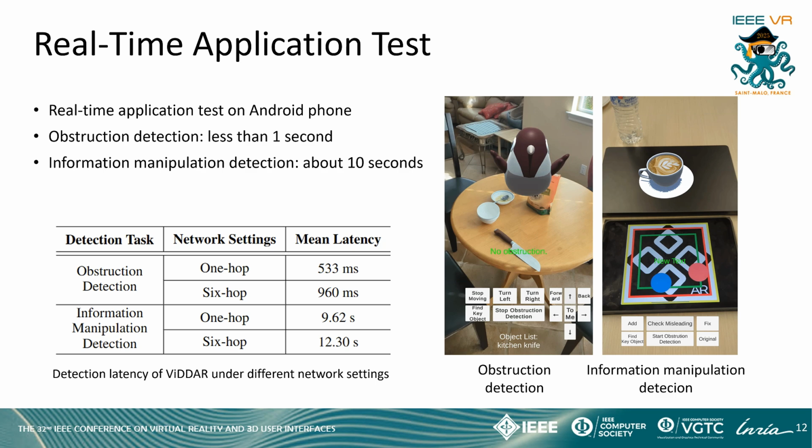Results show that ViDDAR can achieve a latency as low as 500 milliseconds for obstruction detection in a one-hop network setting, allowing for rapid detection without obvious delays. Information manipulation content detection takes considerably longer, but it remains suitable for applications where periodic evaluations of information manipulation are sufficient.